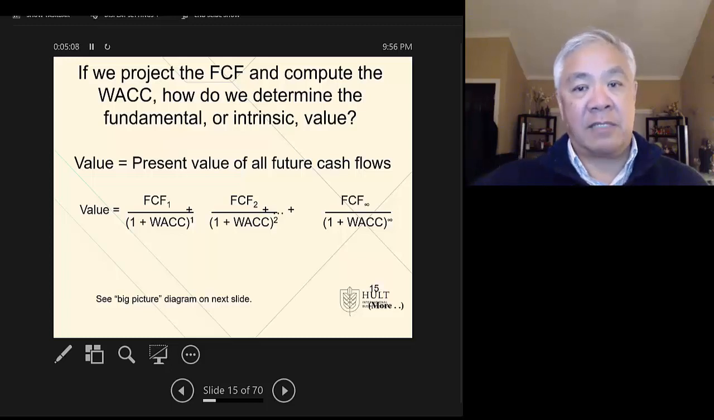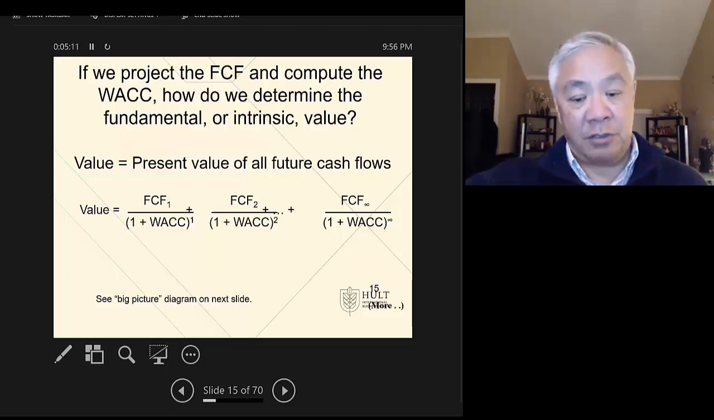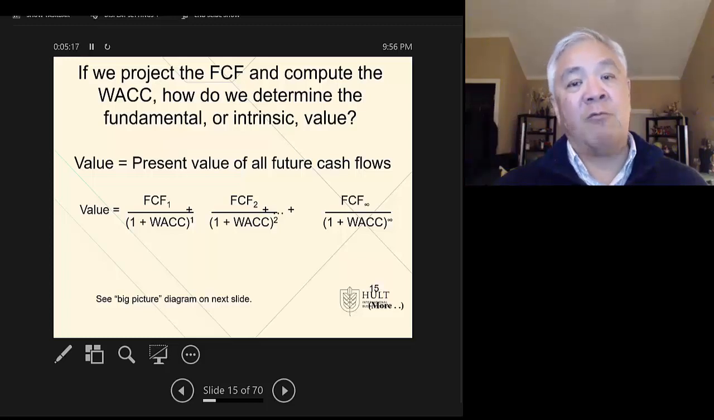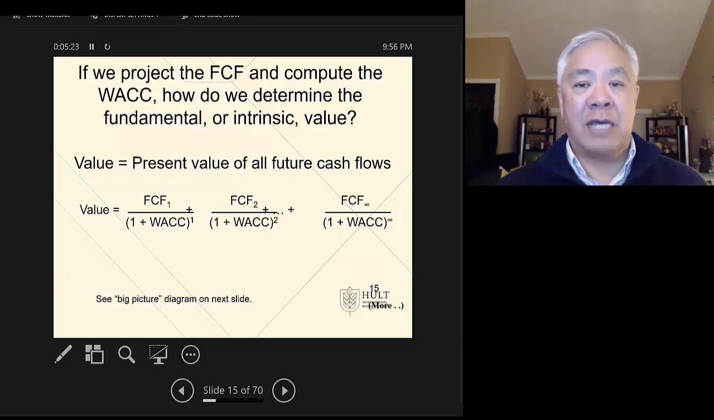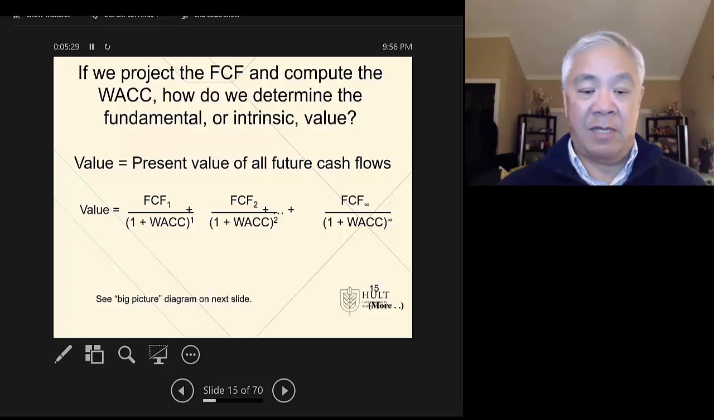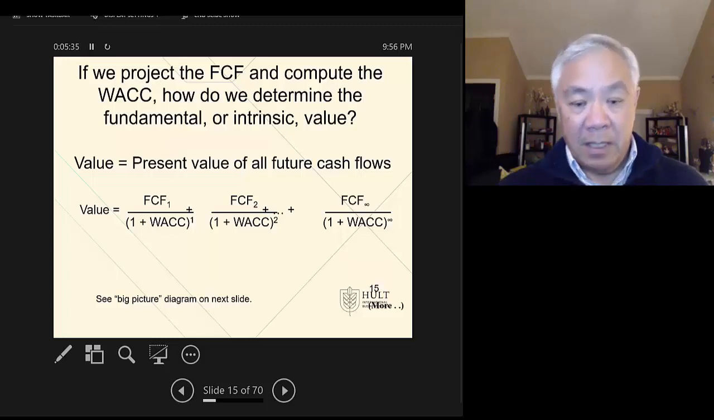Then you take the cash flow that's 2 years out, FCF2, and then divide by 1 plus WACC raised to the second power because you're waiting 1 extra year to get your money. So the longer you wait to get your money, the larger and larger that denominator becomes. And that's why we call it discounting the cash flows. All right, so that would be the generic formula for a free cash flow based method of valuation.